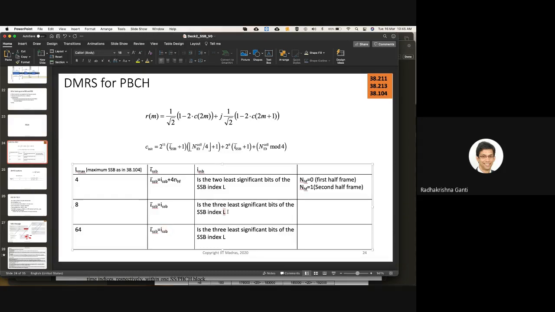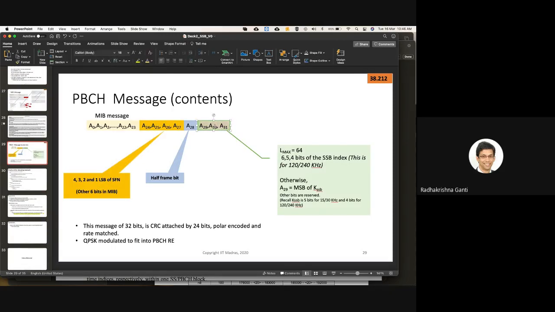When you represent the index cell, for sub 6 gigahertz, 3 bits are sufficient to represent the index because a maximum of eight positions are there. Whereas for millimeter wave systems, you require six bits, in which 3 LSBs are represented by this DMRS. The other 3 bits are represented by these 3.